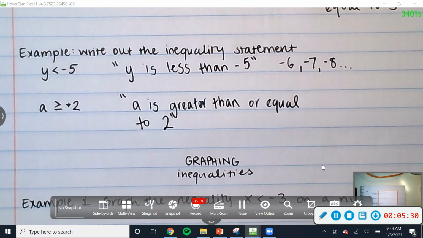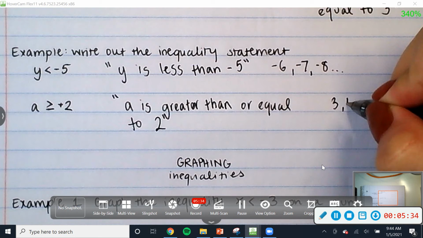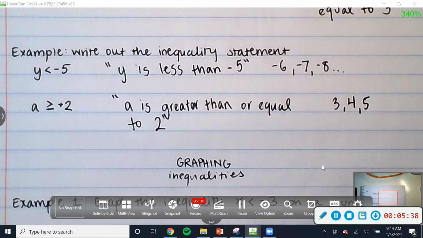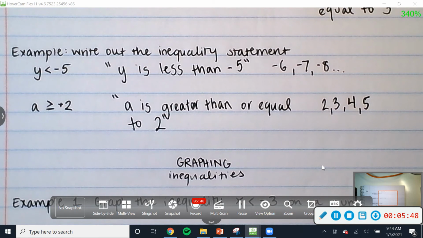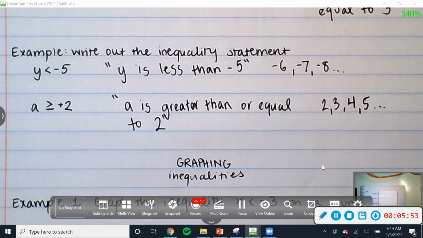So that means that it could be greater than 2, so that would be like 3, 4, 5. But it could also be equal to 2, which means that 2 could also be a possible number, because it could also just be 2. So all of these would be examples of what A could possibly stand for. And it could keep going as well, because we could have other numbers that are greater than 2 be possible answers.